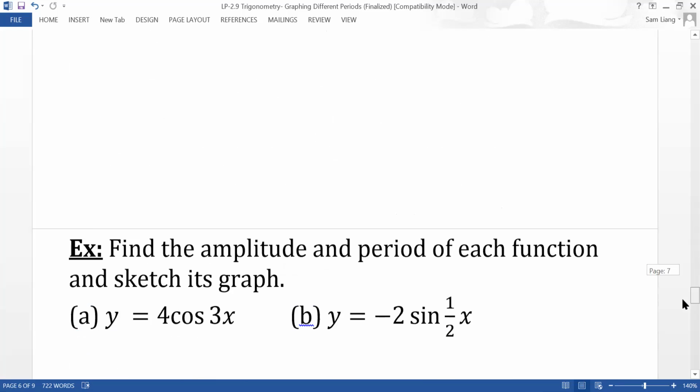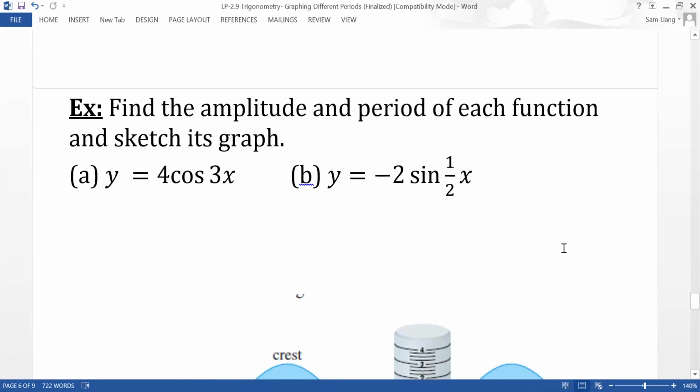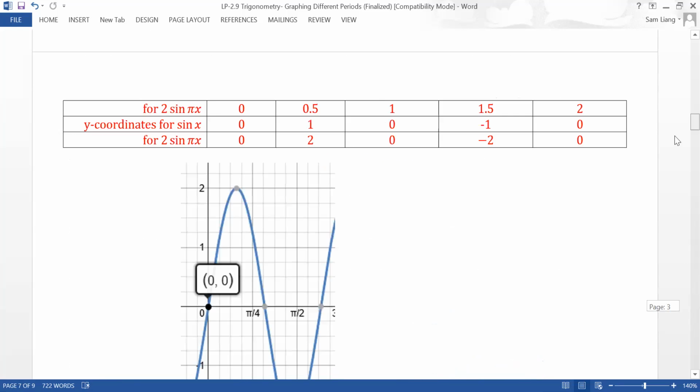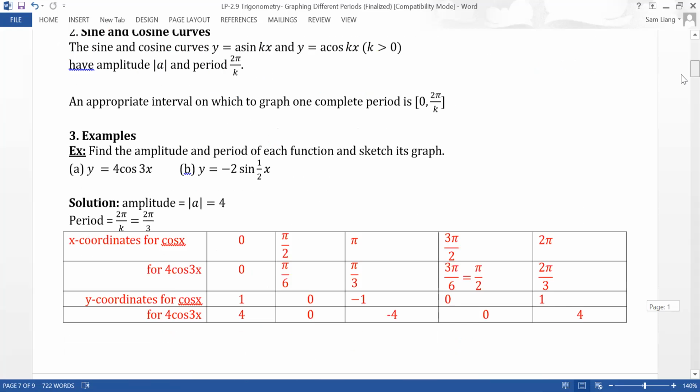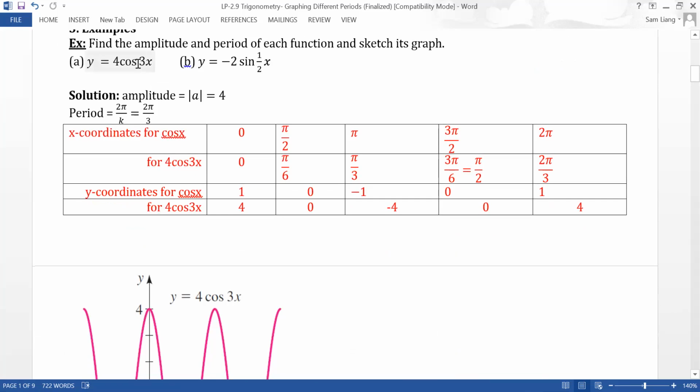All right, so next is the examples. We'll get to that diagram in just a sec, but find the amplitude and period of each function and sketch its graph. So first we have y equals 4 cosine 3x, and then y equals negative 2 sine half x. So find the amplitude, period, and then sketch the graph. All right, here are the solutions. For 4 cosine 3x, the amplitude is 4, because absolute value of 4 is just 4. And then the period is 2 pi divided by 3.